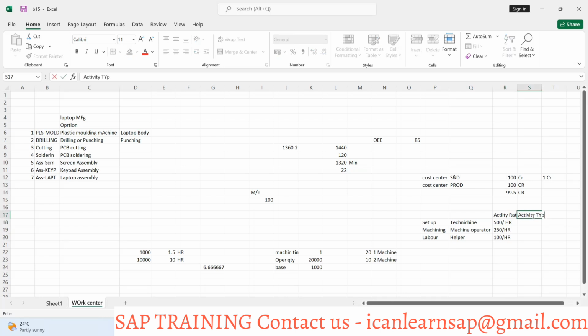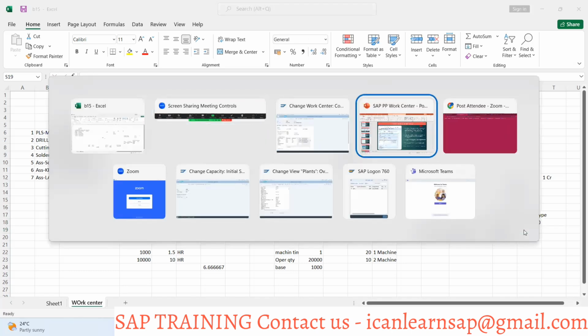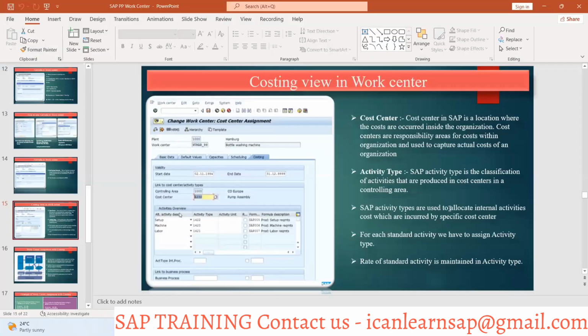So for finance, they don't care what is this technician and all. So they will say there are the activities: turner, helper, supervisor, technician. So these are their activities. And for that, what is the rate? So they will give some number. 1420 is my activity, and they will create this activity.